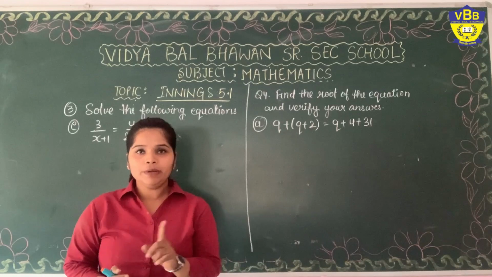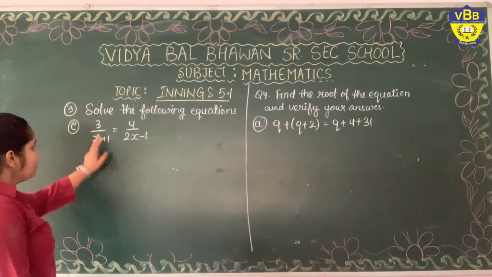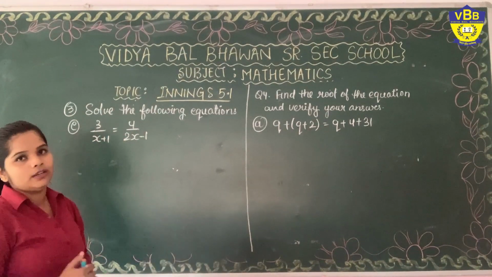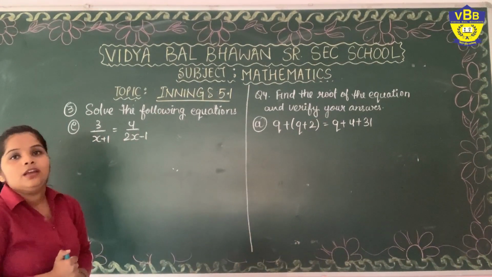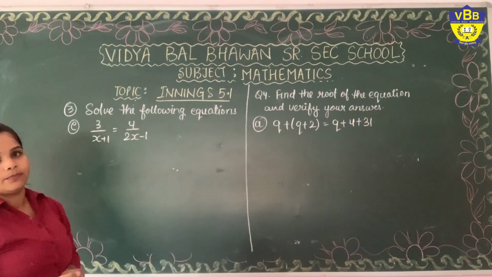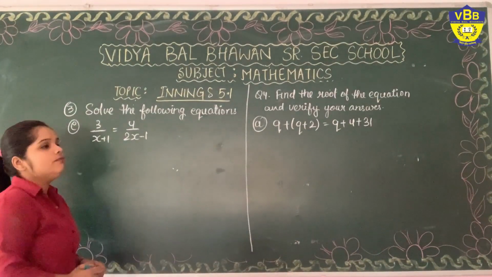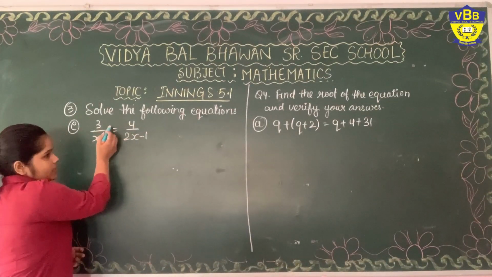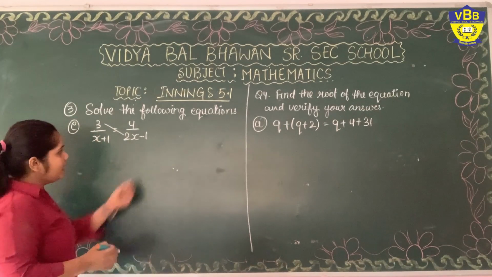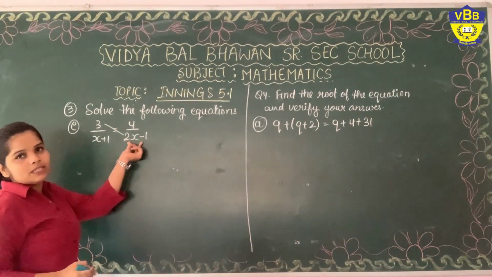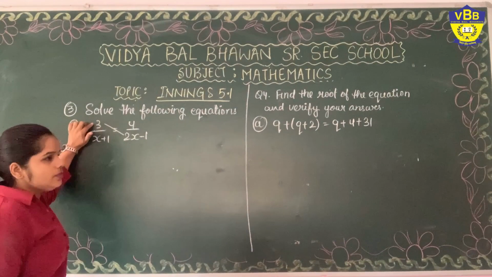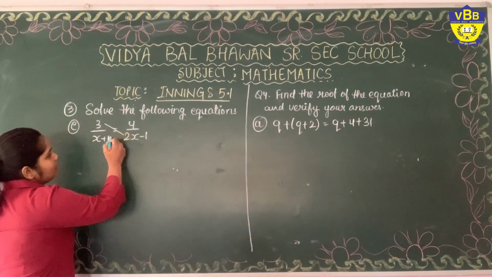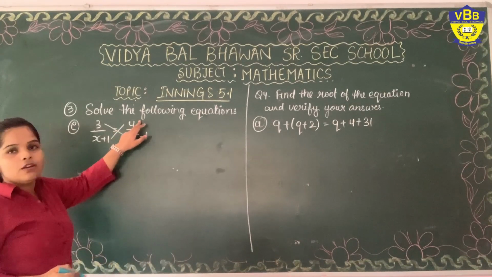Let's solve one more part of the same question. Question number 3. 3 upon x plus 1 is equal to 4 upon 2x minus 1. How to solve this question? What should be our first step? In this question, we will do cross multiplication. That means this 3 will be multiplied by this 2x minus 1, like numerator of first fraction, denominator of second fraction. And we will multiply this x plus 1 with 4.